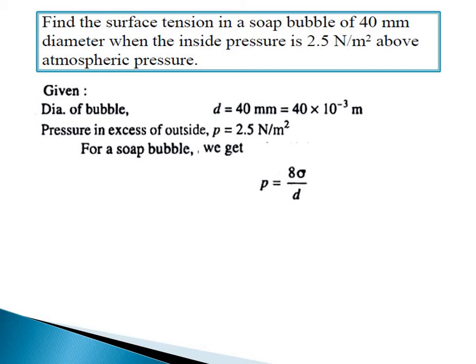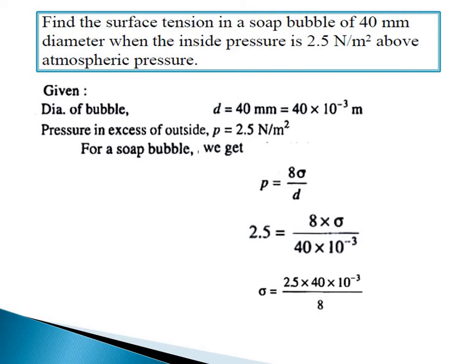So for a soap bubble we know that P equals 8 times sigma divided by D. So surface tension sigma can be given as sigma equals 2.5 into 40 into 10 to the power minus 3 divided by 8. So sigma can be given as 0.0125 Newton per meter.